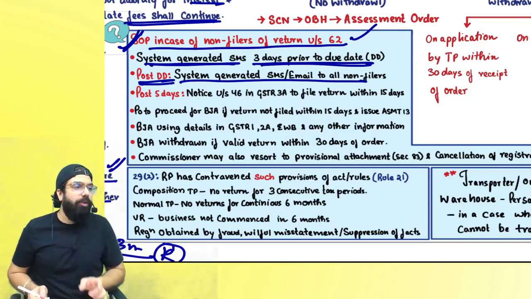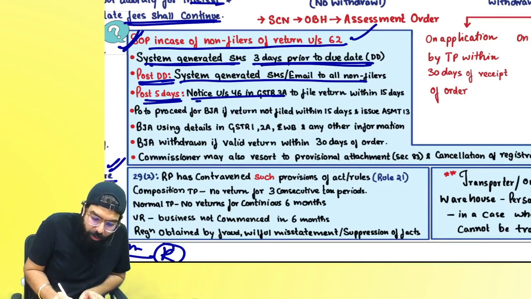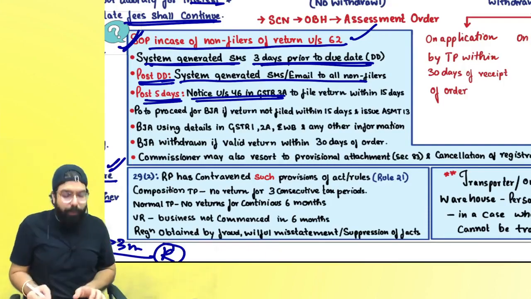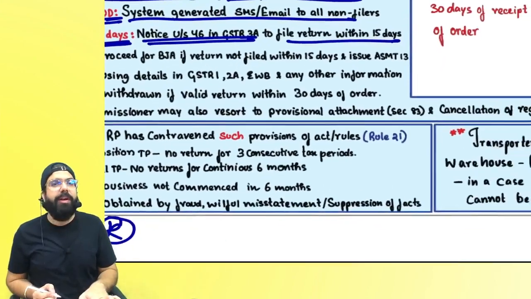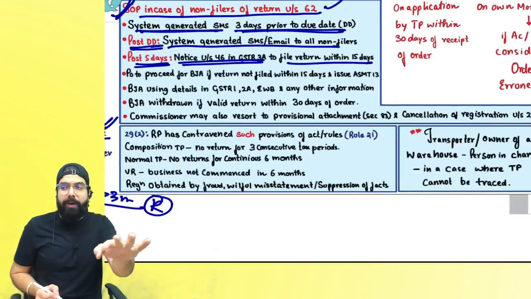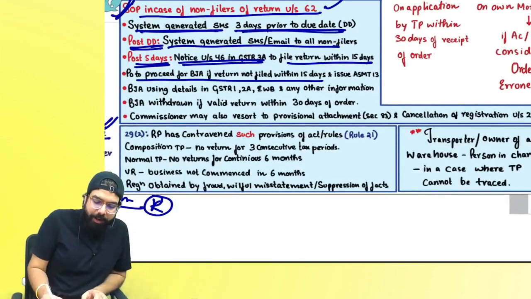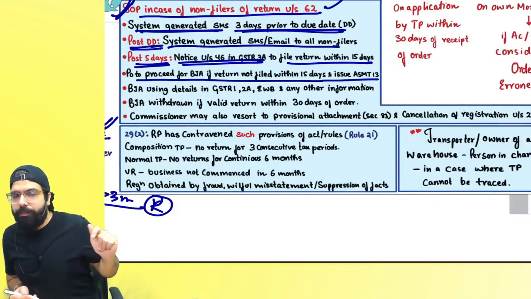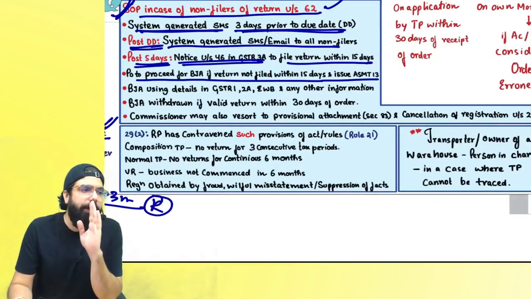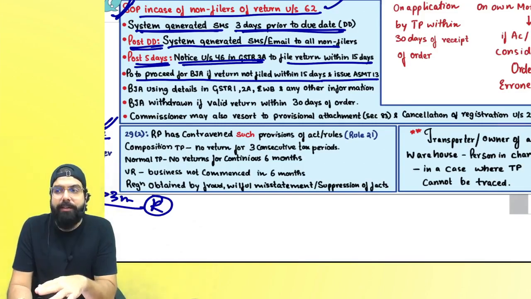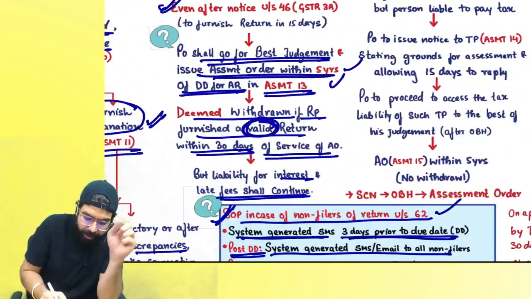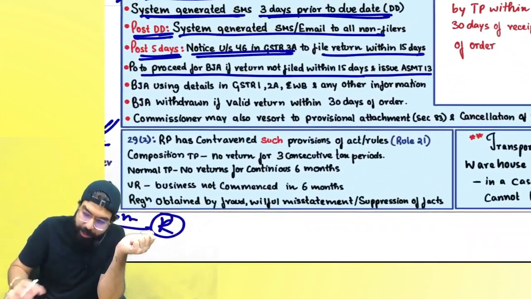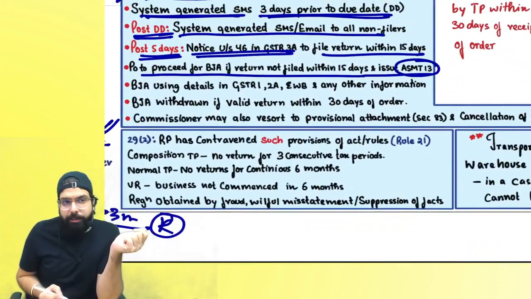Once the due date is over, after 5 days, a notice under section 46 has to be given in GSTR 3A saying please file your return within 15 days. If within 15 days they don't file their return, the proper officer can go ahead with best judgment and issue the best judgment assessment order within 15 days. What is the time limit for the best judgment assessment order? The time limit is 5 years from the due date of the annual return, right everyone? And he will issue one best judgment assessment order.